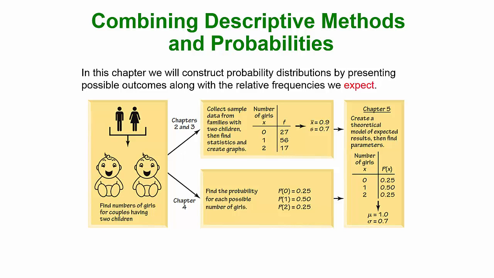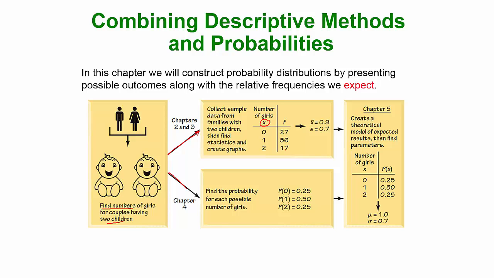So in the situation where we want to find the numbers of girls for couples that have 2 children, in chapters 2 and 3, we would collect sample data from families with 2 children and then find statistics and create graphs. So we could set up a table where X represents the number of girls in the families, and we could have 0 girls, 1 girl, or 2, and F represents the frequency of families with those numbers of births. X bar is the mean, S is the sample standard deviation.